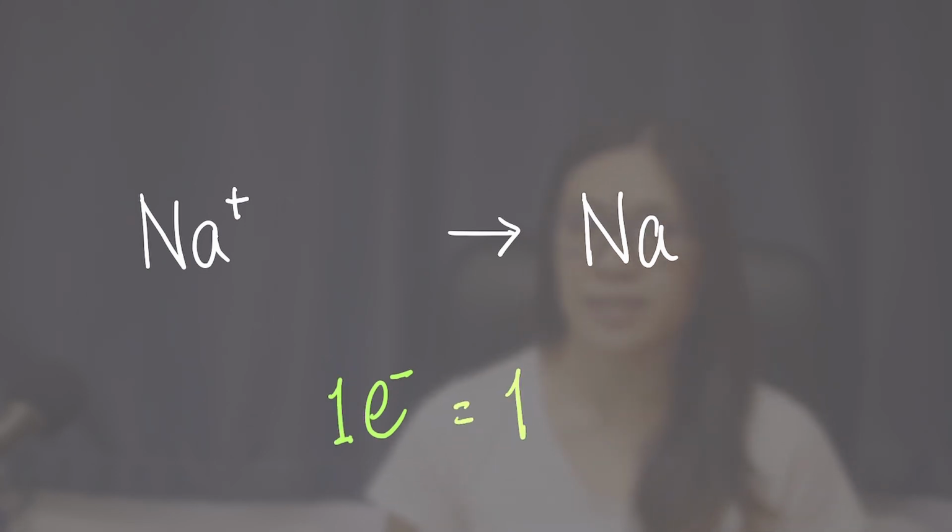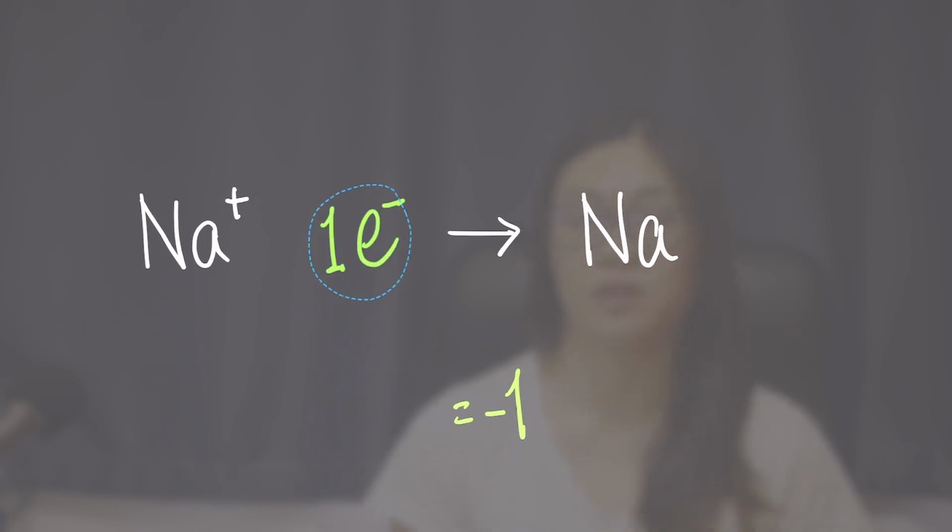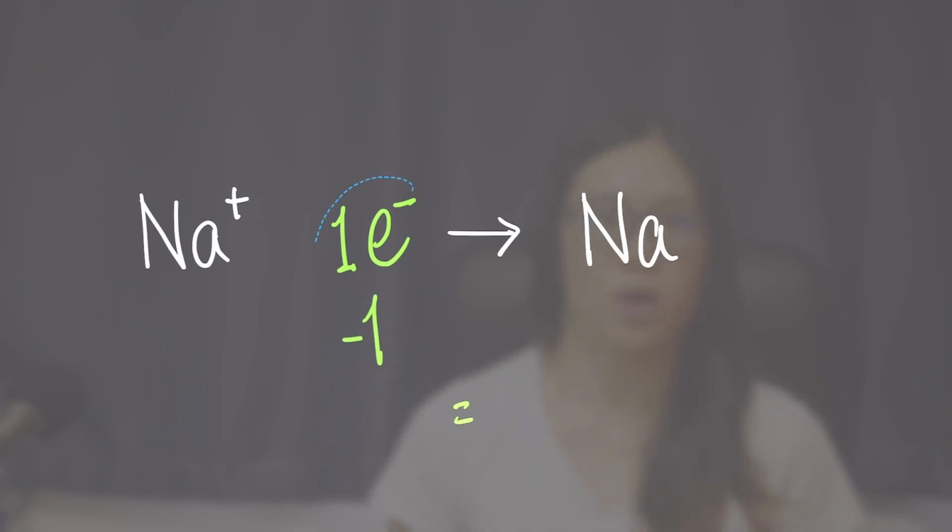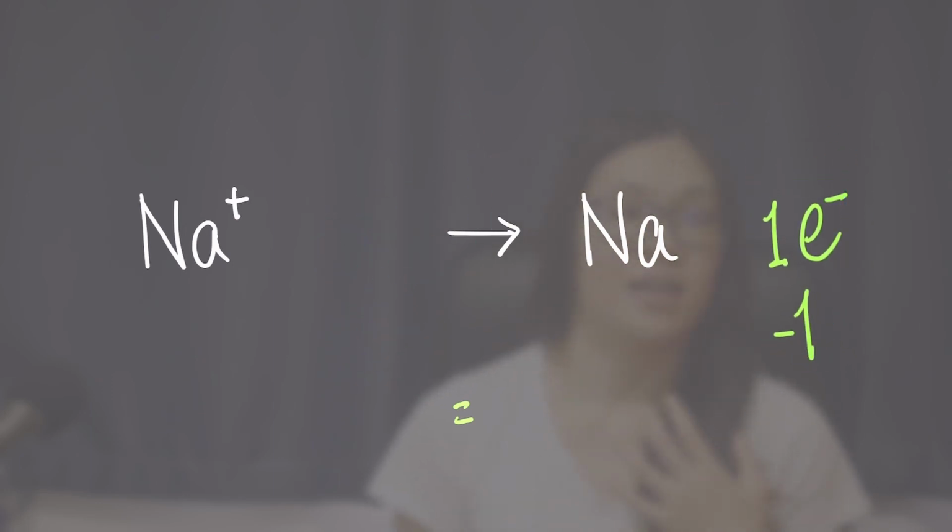Now, we need to consider the charge. The only way to manipulate charge is by adding electrons on either side of the equation. Each electron has a -1 charge. So if I add one electron on the left, it will make the left side more negative. If I add an electron on the right, it will make the right side more negative.